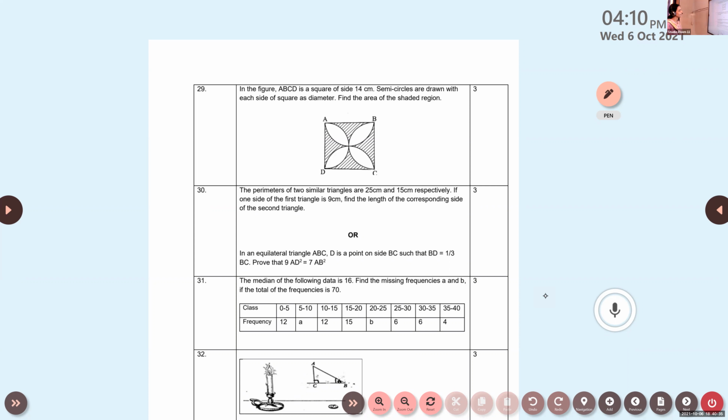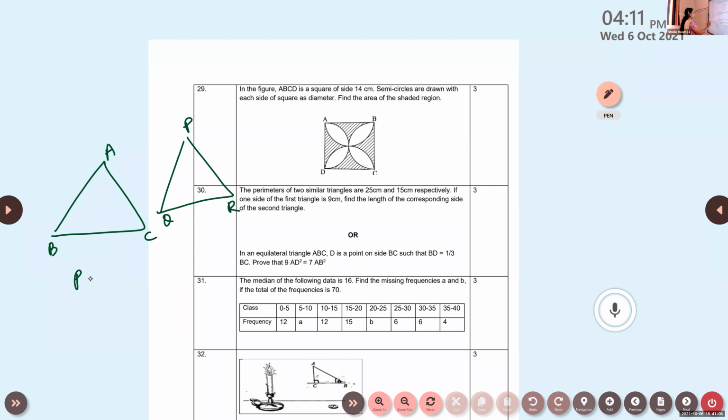How will you do this? Yes, Mary, can you give the answer? Two triangles. Okay, then the perimeters are in the ratio. Suppose we name the triangle. The perimeters are, for the first triangle, given as 25 centimeter. For the second triangle, it is given as 15 centimeter. One side is 9. You are asked to find the other side.